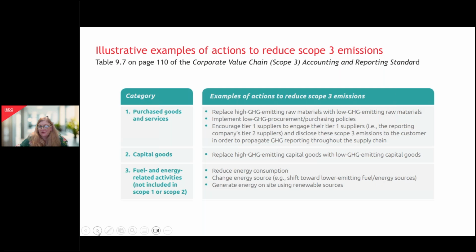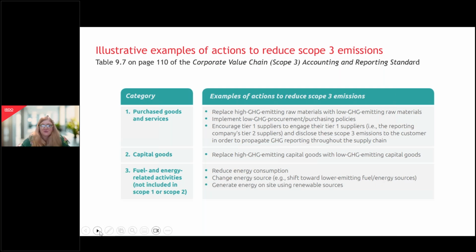If you look at Category 3, fuel and energy related activities, those that are not included in Scope 1 and 2. Scope 1 and 2, where you've got direct control over the fuel you use or the electricity you use. Here, it's different. So it's the actual extraction and transport of those fuels until it's on your property for you to use. So the way to reduce the related activities is to reduce your actual energy consumption from fossil fuels. You could change your energy source toward lower emitting fuels. And the other one is to generate energy on site using renewable sources. So you yourself generate the energy on site, importantly not from diesel, but from renewable sources.